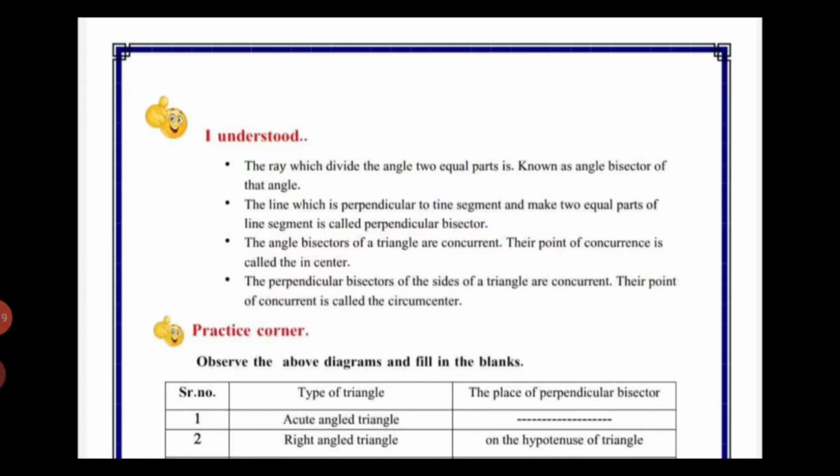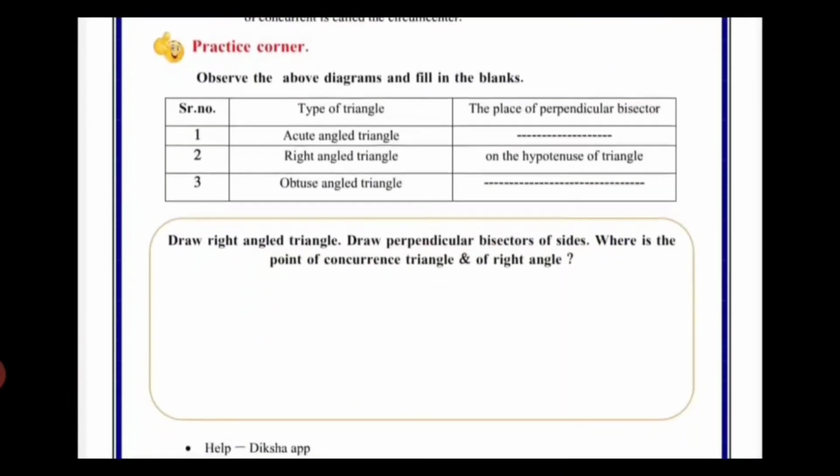So we have come to the next page. What you have understood from the concept corner that is given here, you all have to read it, and then you have to write this practice corner in your bridge course notebook. In the practice corner, first there is a chart or table. In the table we have given all three types of triangles and we have to write the place of the perpendicular bisector or the location of the circumcenter. Just now I have shown you where the locations are.